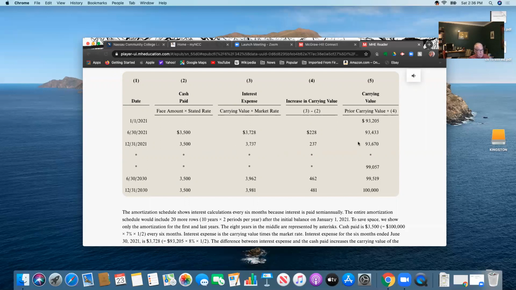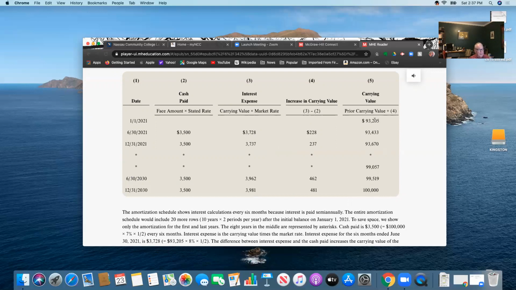Now notice what happens at the end. What's the carrying value at the end? It's the face amount. This is the amount you're going to have to pay back. Because remember how a bond works. You're borrowing money today, and 10 years from now, you're paying it back. Over the 10 years, you're paying interest.